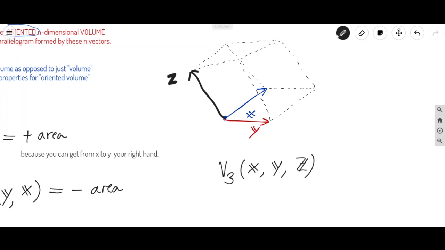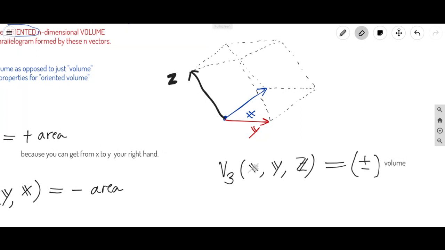Let's see if we can figure this out. So this is going to be equal to the volume. And then here we're going to have either a plus or minus sign. It's the volume determined by that solid, but it's going to be determined up to a plus or minus sign. So we have to determine what's the correct sign to use here.